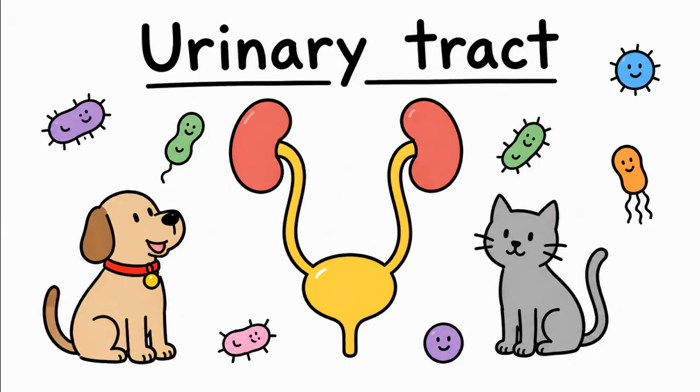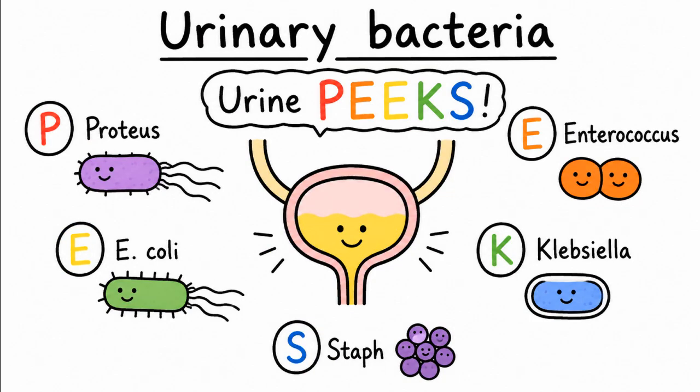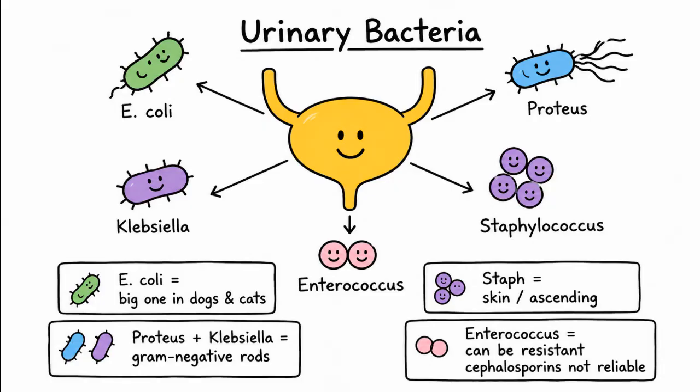Now let's talk about the urinary tract. For urinary bacteria, the phrase is urine peaks. Proteus, Enterococcus, E. coli, Klebsiella, staph. That gives you E. coli, Proteus, Klebsiella, Staphylococcus, and Enterococcus.